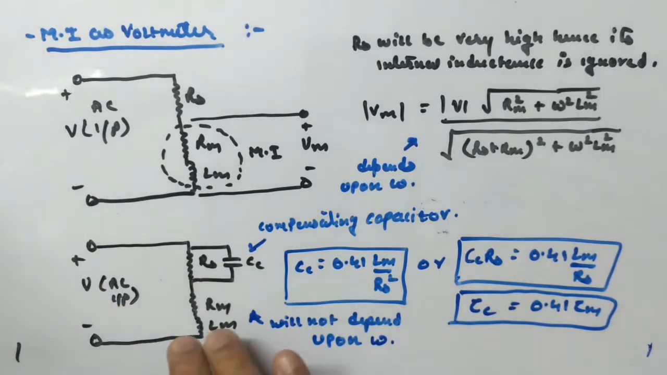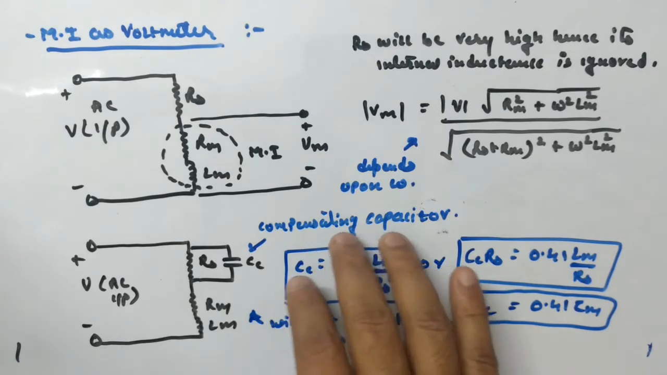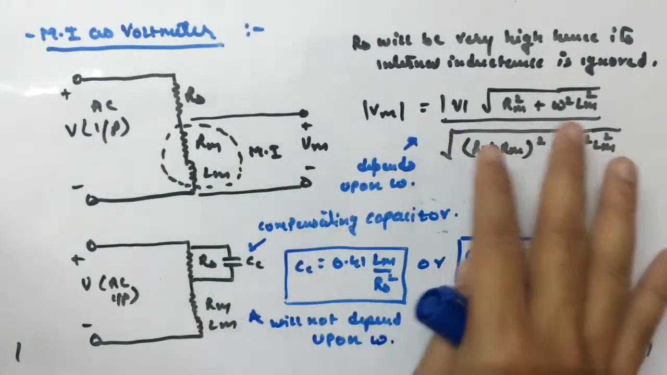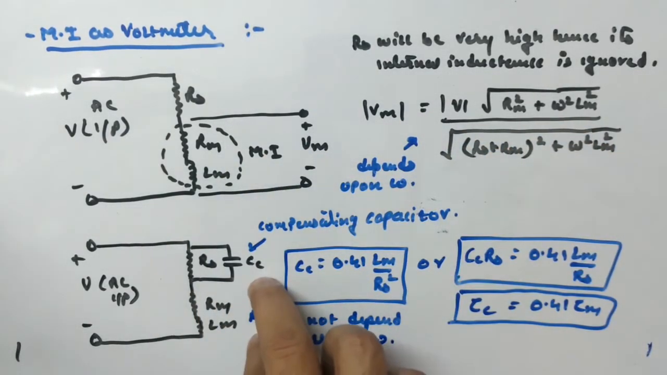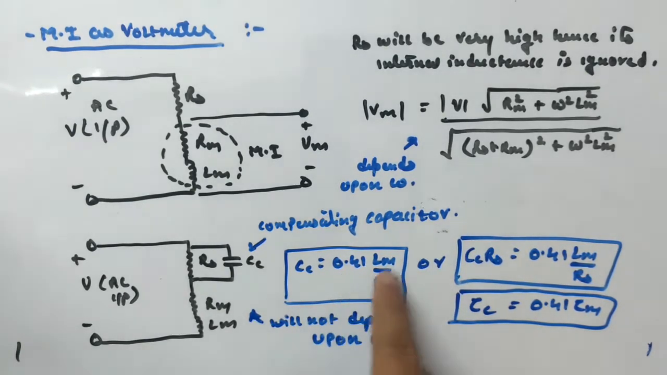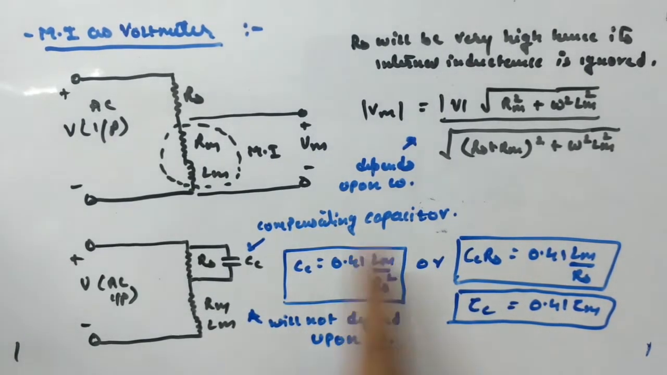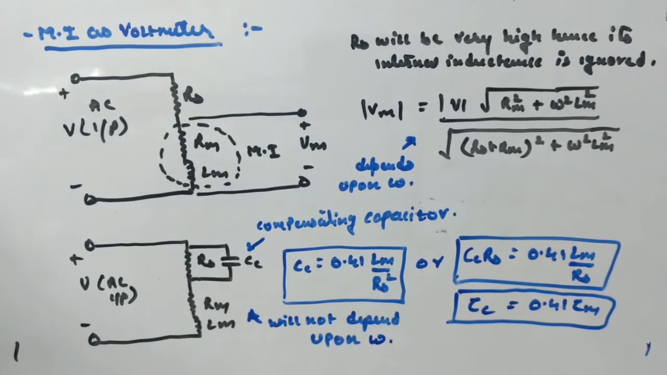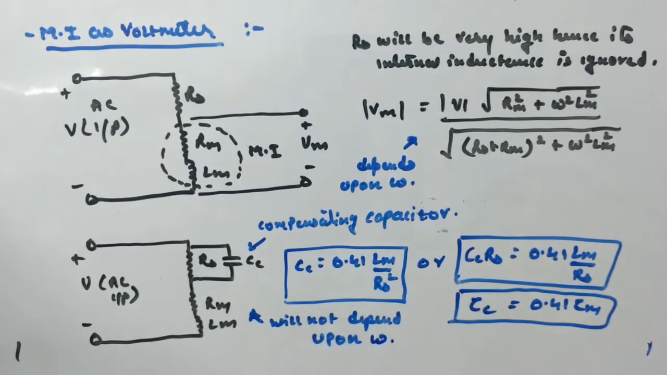So your arrangement with compensating capacitor will be like this: Rs, Cc, Rm, Lm. This will be the input voltage applied, and here you can measure the voltage. The procedure will be the same as what we have done here. You can apply voltage division and calculate the voltage across the moving iron. But the value of the compensating capacitor will be 0.41 Lm divided by Rs square. This came from equating the imaginary part of the whole impedance to 0, because we don't want our circuit to depend upon frequency.